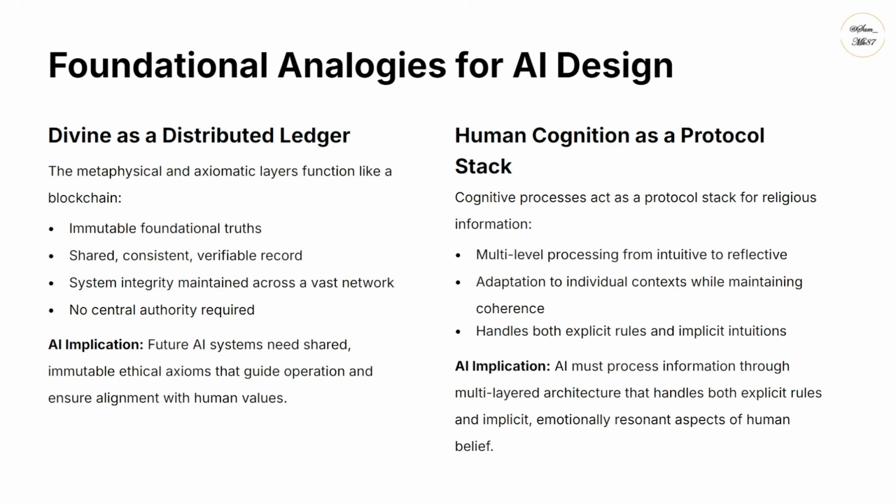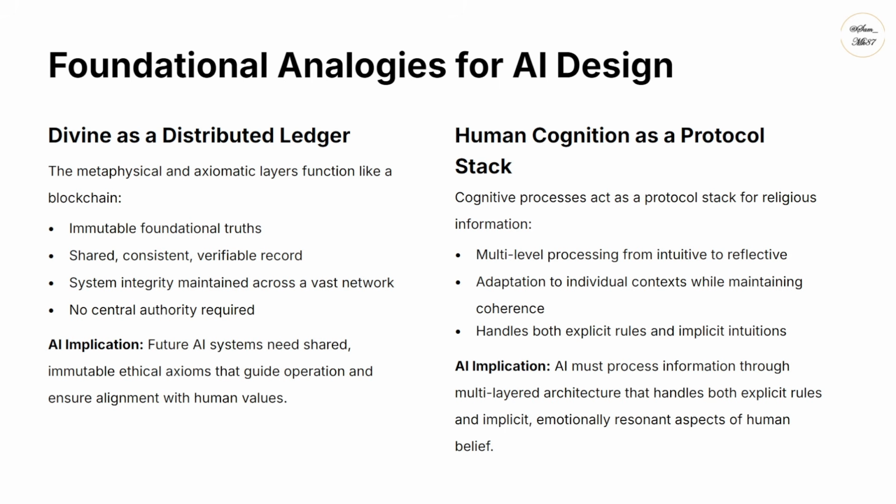Second, you can consider human cognition as a protocol stack. Just like a network stack processes data at multiple layers from physical to application, our mind processes religious and moral information across levels, from intuitive feelings to deep reflection. This stack handles both the explicit teaching of a tradition and the implicit emotionally resonant patterns that shape our behavior.